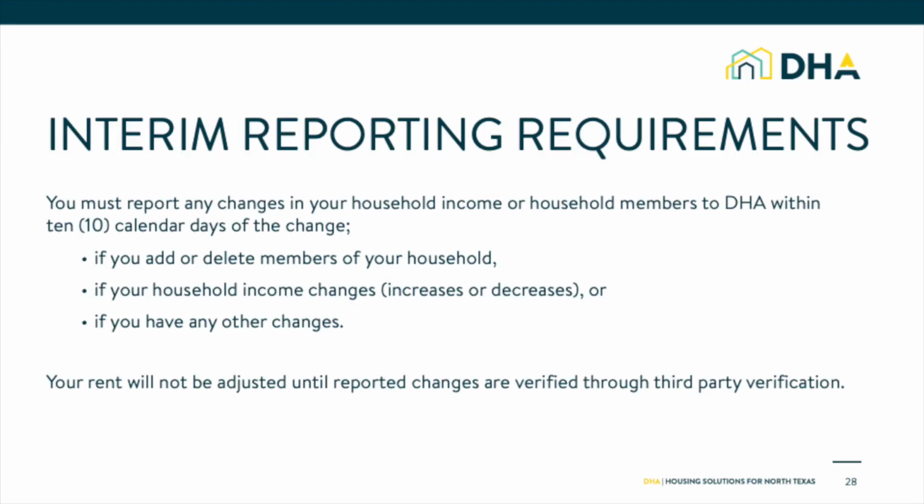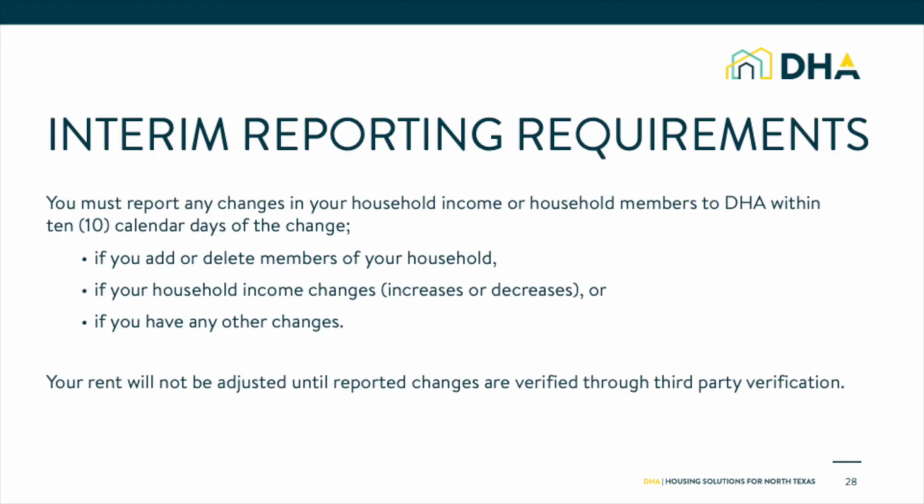As a participant in the Housing Voucher Program, you must report any changes in your household income or family composition to DHA within 10 calendar days. You are required to request Housing Authority permission in advance to add any member to your household.